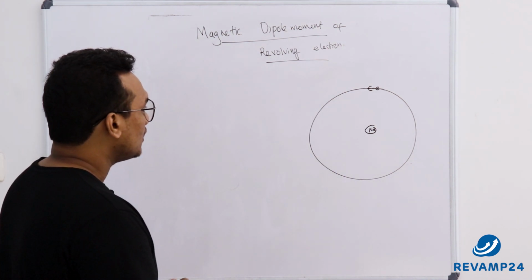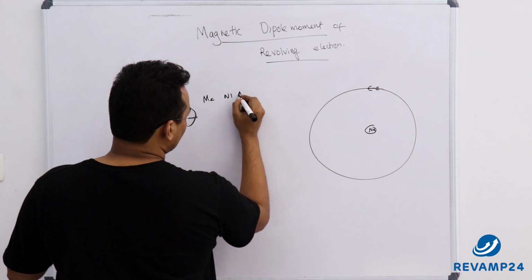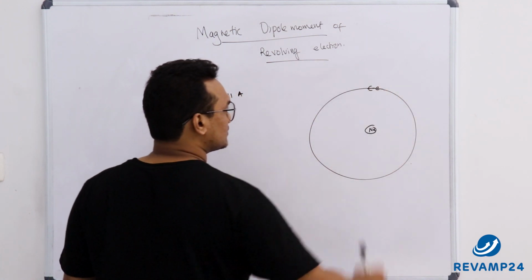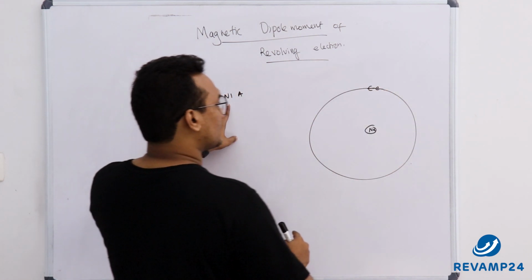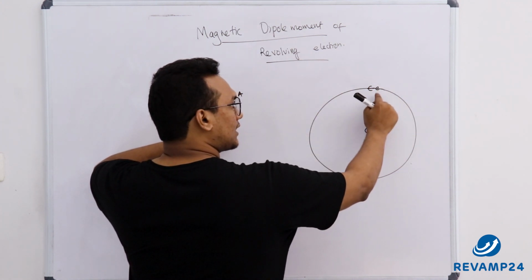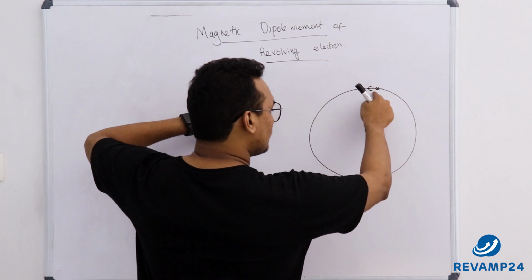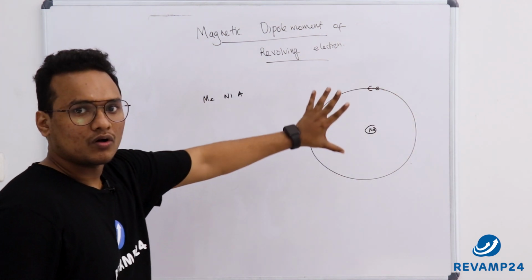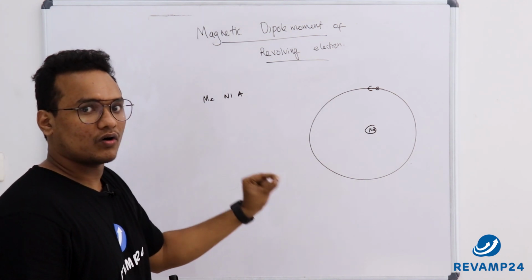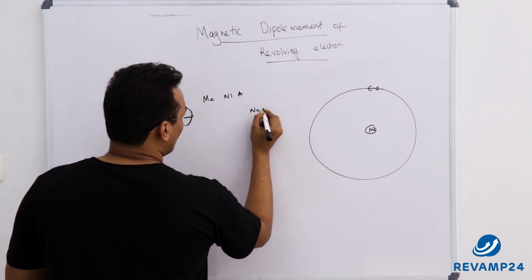Now, how to get the magnetic moment? We have learned the equation M is equal to NIA. Now let's consider the electron starts from this position and reaches back to the same position. So how many turns are there? Only one, right? If the electron starts from here and comes to this position again and then comes to this position again, that is 2 revolutions. But here we are only considering one, which is equivalent to a current carrying coil having only one turn. So N is equal to 1.